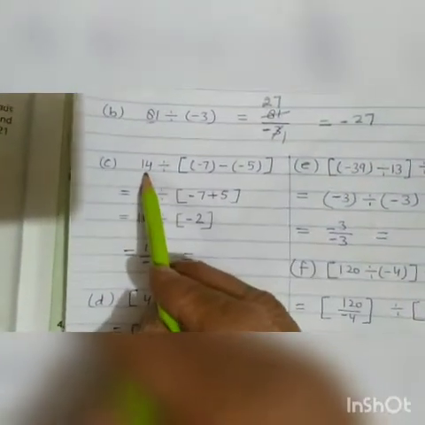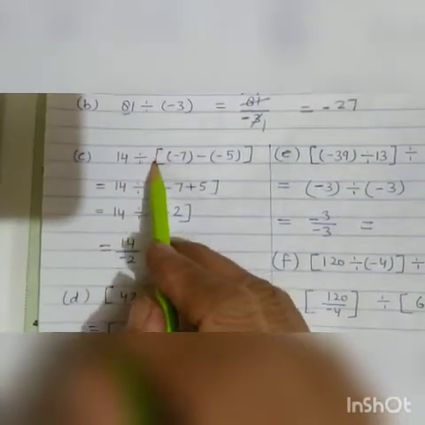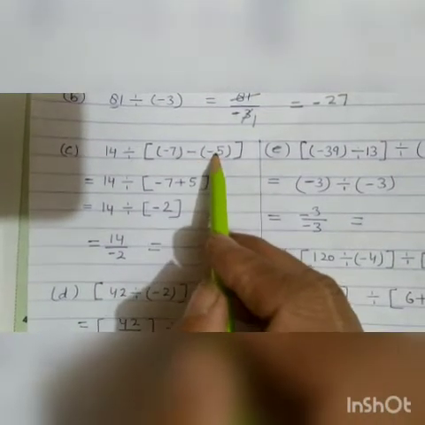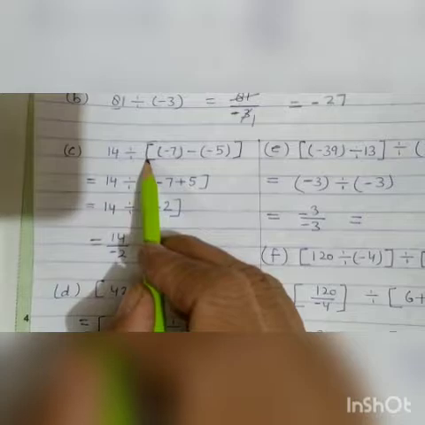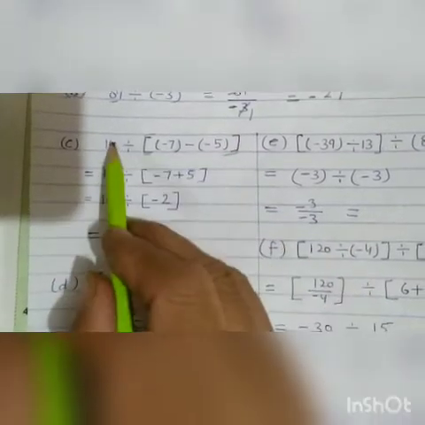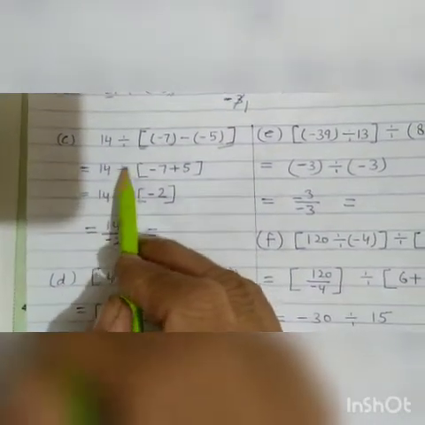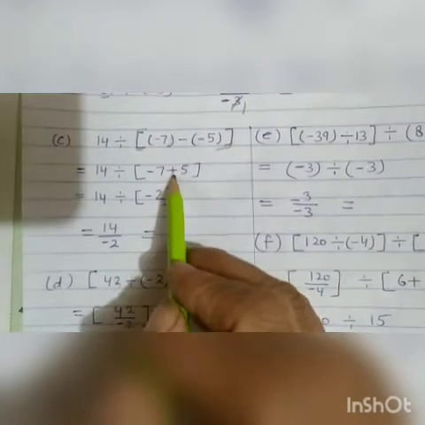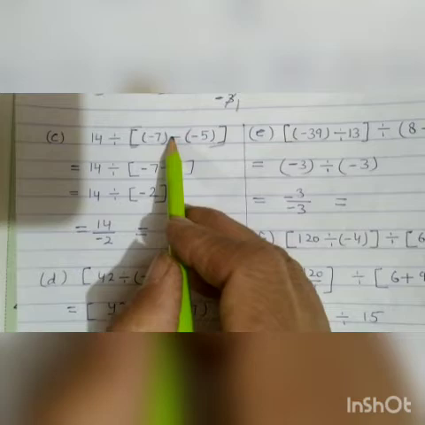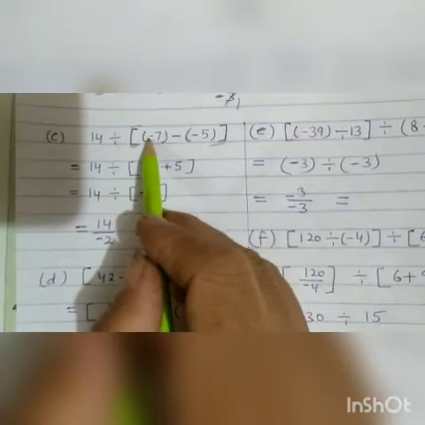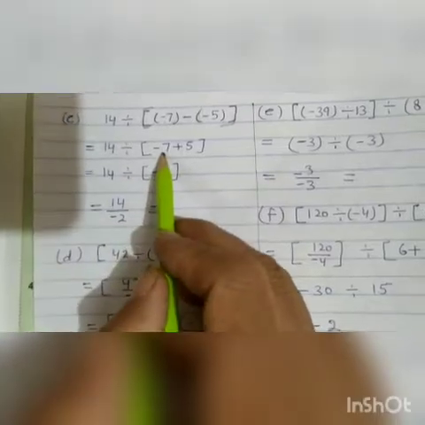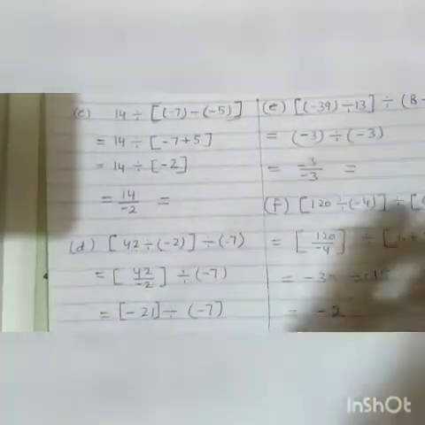C part. 14 divided by bracket minus 7 minus minus 5. So students, first we will solve this bracket. Then 14 divided by this minus 7. This minus 5 will become plus 5 because outside this bracket there is a minus sign. So minus sign, plus 5. 14 divided by, when we simplify it, we will get minus 2.